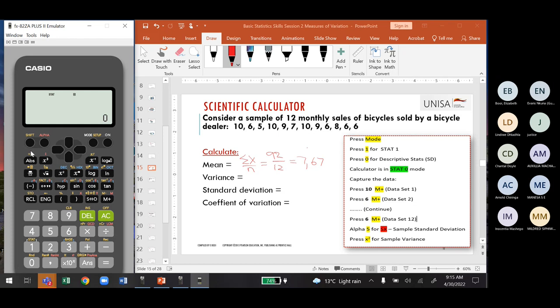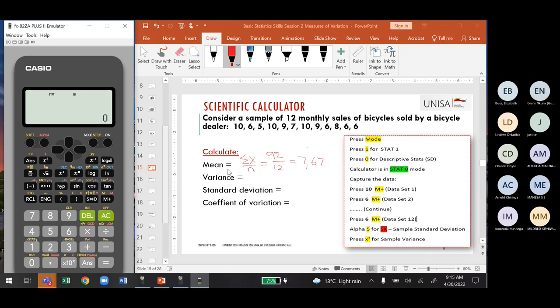Going back, every time you want to calculate a statistic or a parameter, you use shift one and the menu will come, and then you choose whichever value you want to calculate, whether you are calculating the variance, the standard deviation, and so forth. If I click on five, it will give me the mean of the data set. If I click number one, I know that the minimum value of my data set is five. And if I click on number two, it will be 10 because my highest value is 10. So you can get that, and you can calculate your range as well from here.